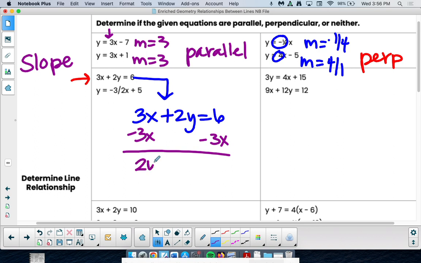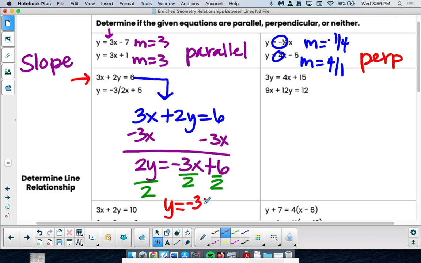And I'm going to have 2y equals -3x plus 6. I am going to put my variable first because that's how slope-intercept form is written. And then divide everything by 2. So then we should have y equals -3/2 x plus 3. And you want to leave this as a fraction here, you guys, because that's how slope typically is written. So my slope on this one is -3/2.